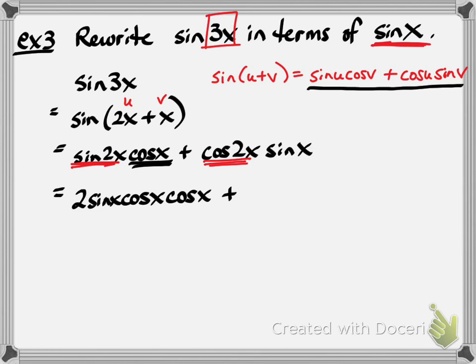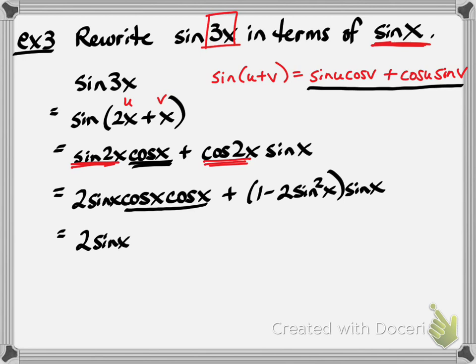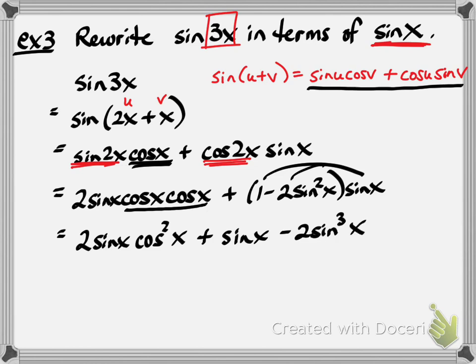So we'll write that as 1 minus 2 sine squared x times sine x. Let's see. Looking at this term, we have these that we could multiply together. 2 sine x, we'll multiply those like bases and add their exponents. And here we'll distribute, minus 2 sine to the third x.